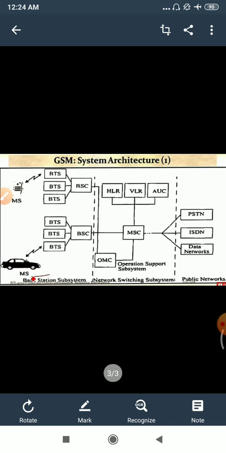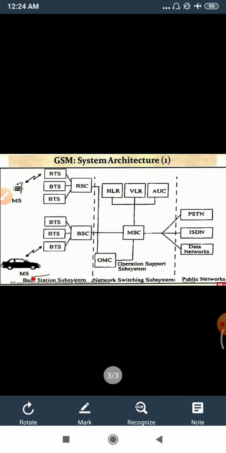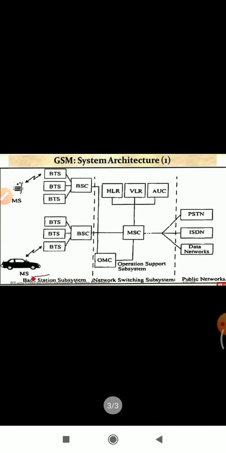Basically GSM architecture is divided into three parts, that is BSS, NSS and PN. BSS is the base station subsystem, NSS is the network switching subsystem, and PN is public networks. We can compare the GSM system architecture with a computer concept: consider BSS as the front end, the public networks as the back end, and the NSS as the middle logic. In this way you can easily understand the GSM system architecture.